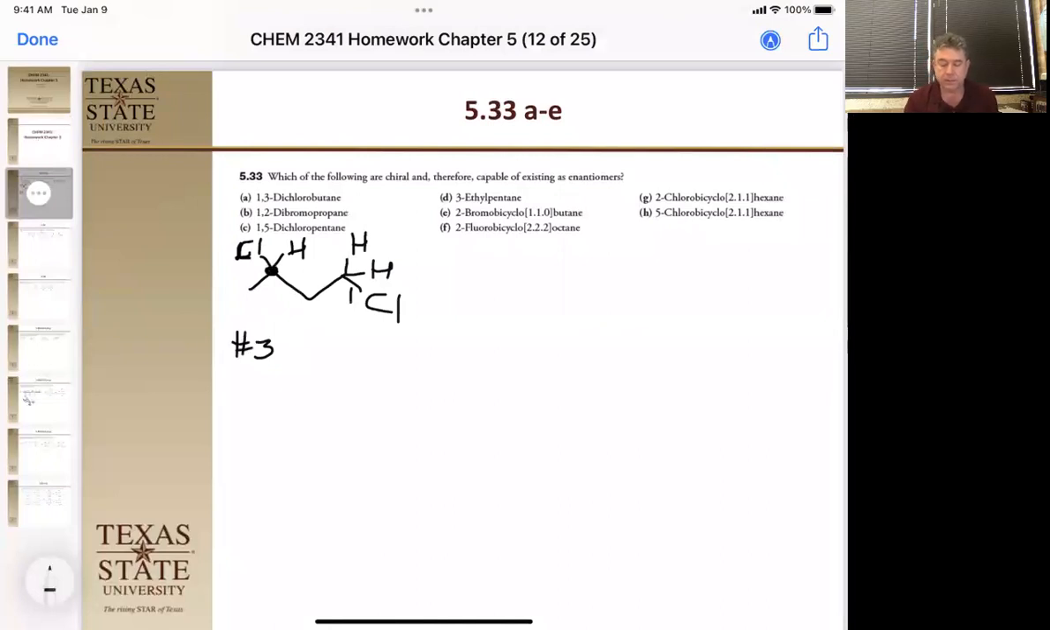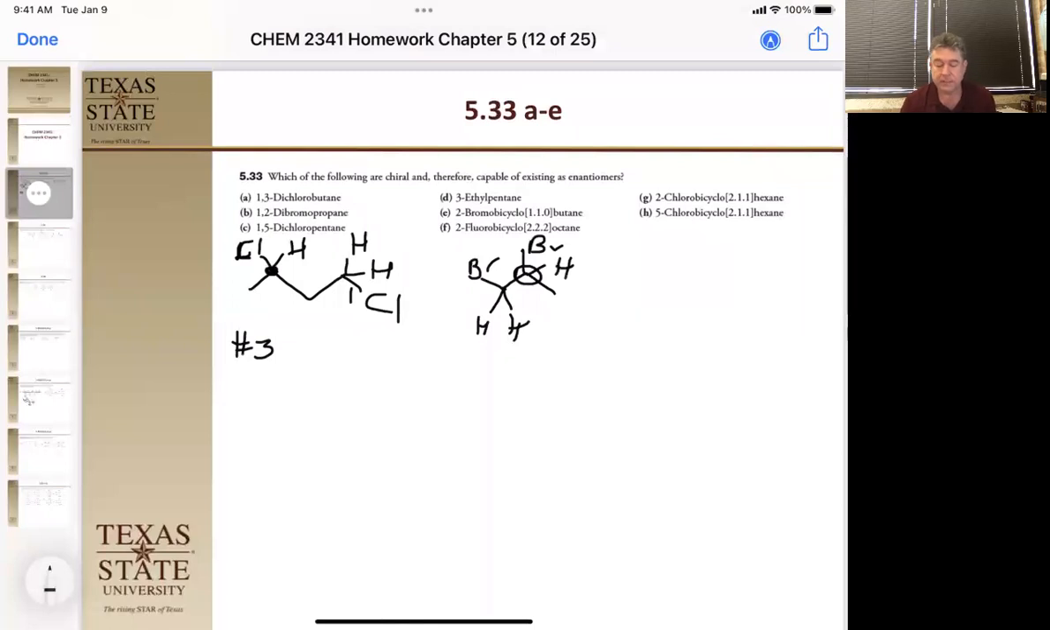Okay, so let's look at B here, and that's 1,2-dibromopropane. Bromo, bromo. If we look at the number 1 carbon here, we have 2 hydrogens on it, so that can't be chiral. We look at the number 2 carbon, we have 4 different things on it, and therefore, yes, this number 2 carbon is chiral.